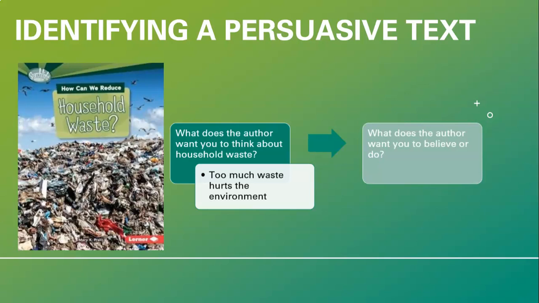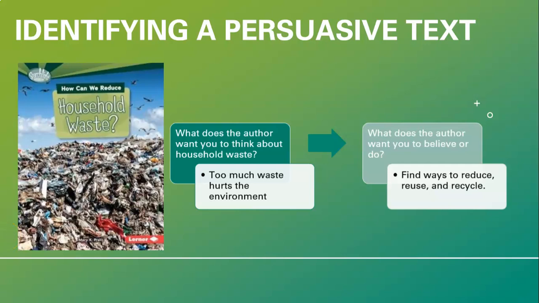All right. Next, the question becomes, what does the author want you to believe or do? All right. So what do they want me to do about household waste? They want us to find ways to reduce, reuse, and recycle. So just by asking us this first question, what does the author want me to think about the topic? Then asking ourselves, what does the author want us to believe or do about the topic? Once we establish those, we have done just a bang up job of identifying a persuasive text and what it is persuading us to do.